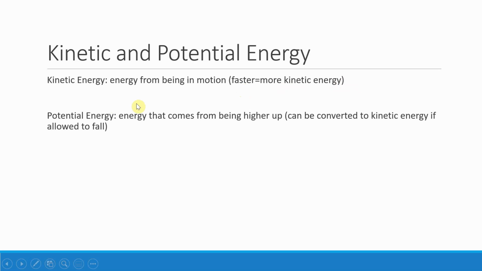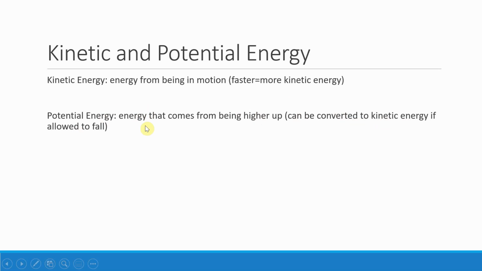Potential energy, on the other hand, is the energy that comes from being high up. So the higher you are, the more potential energy you have. If you're wondering how that counts as energy, well, it can be converted into kinetic energy if you were to allow it to fall. So let's say you had a ball and you're just holding it up in the air. There's no kinetic energy because it's not moving, but if you were to let it go, it would start falling and speed up, and it would get converted into kinetic energy. So it has the potential to turn into kinetic energy, hence the name.